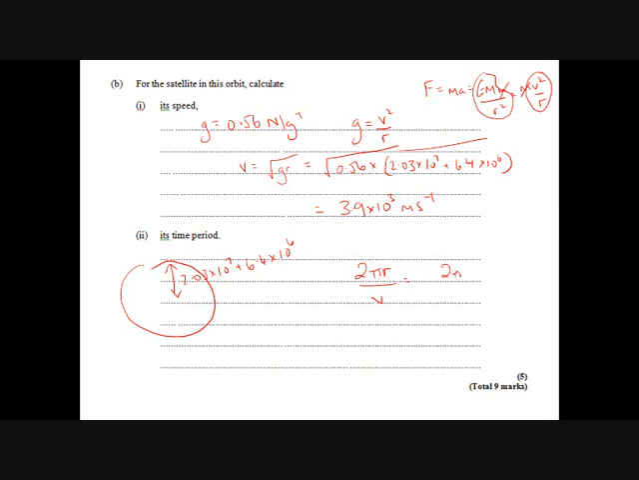So this is 2 pi times (2.03 times 10 to the 7 plus 6.4 times 10 to the 6), divided by 3.9 times 10 to the 3, and that gives you 4.35 times 10 to the 3 seconds. Okay, you can turn that into different units for time if you like. You get about 12 hours.